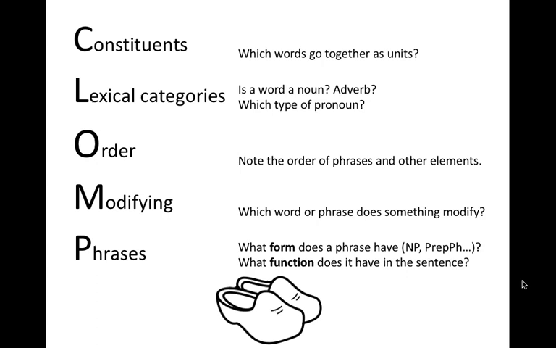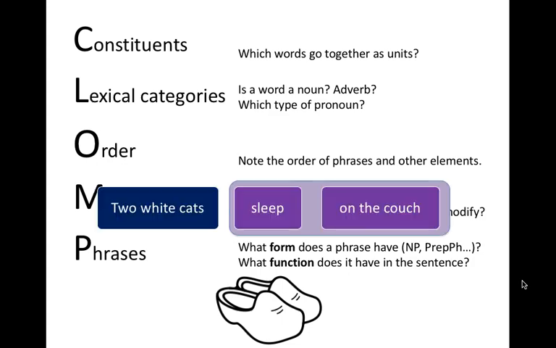And finally, notice phrases. Of course, this overlaps a lot with our first element of noticing constituents, but more specifically, when you see a constituent, if it is a phrase, then what is its form? Is it a noun phrase, as in two white cats? Or maybe a prepositional phrase, as in on the couch? Those would be the forms of those phrases. The form of two white cats, it's a noun phrase. And the form of on the couch, it's a prepositional phrase.